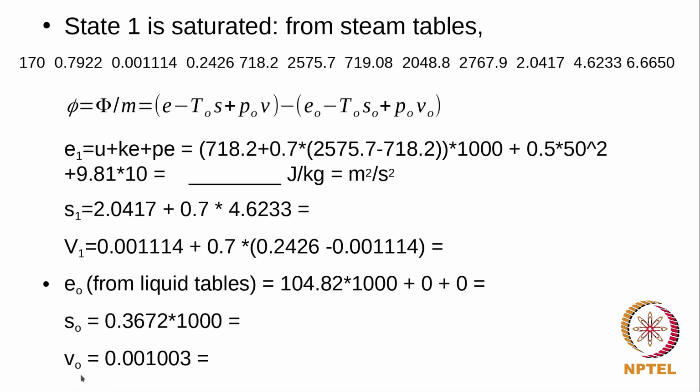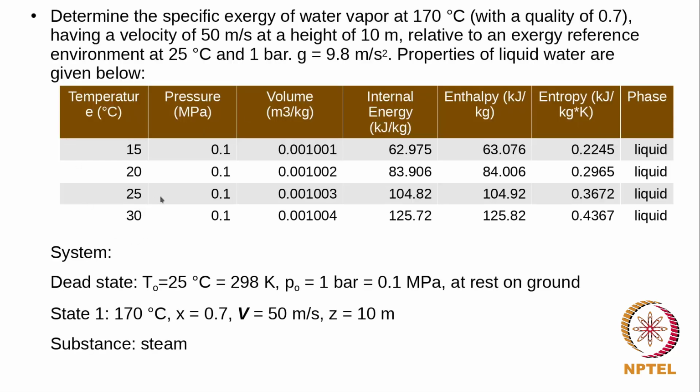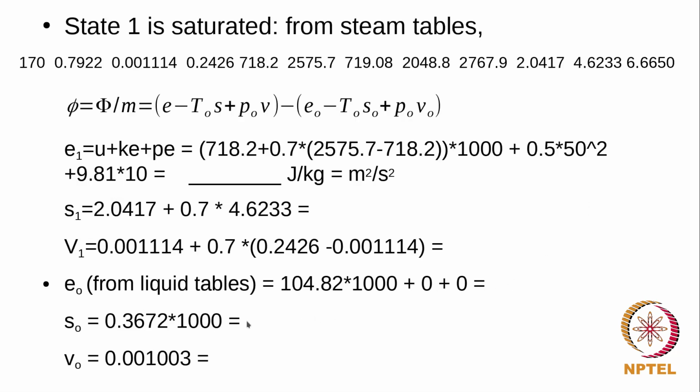And then I need S naught because I need T naught into S naught. So S naught again corresponds to entropy at this condition. At this condition, we can see the thing is completely liquid, so we can just directly take values. There is no quality associated with it. So our entropy over here is essentially 0.3672 kilojoule per kg Kelvin. So we can take it as 0.3672 into 1000 joule per kg Kelvin.